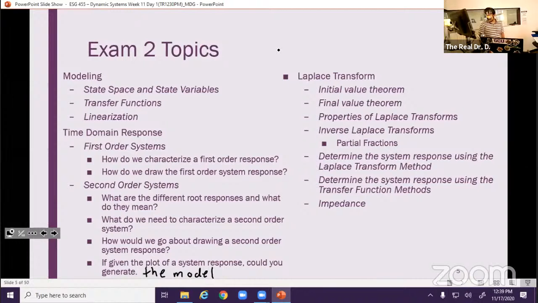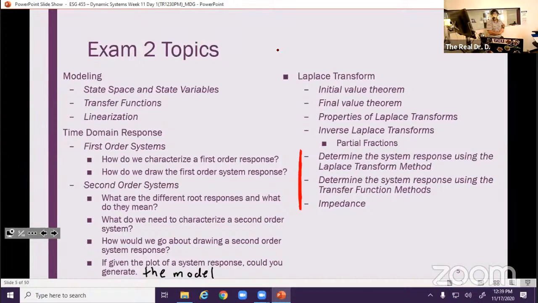All right, and then determine the system response using the Laplace transform method, using the transfer function method, and using impedance. Two of those we covered last class, and the third one we're going to cover today. We're also going to do a bunch of problems today and next class that highlight a lot of these methods.